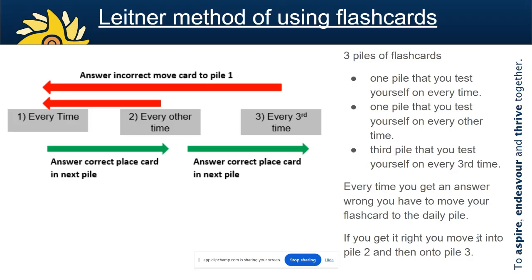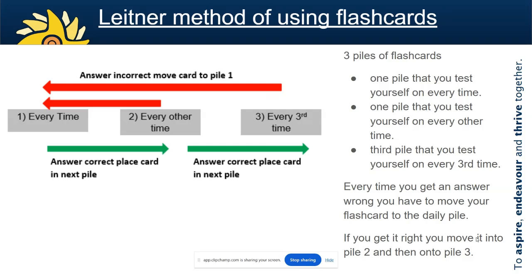Now, you would follow the same procedure with the flashcards from box 1. Every time you got one correct, you would move it through into box 2. Now, your flashcards that were in box 2, if you got those correct, you would add them to box 3. If you got them incorrect, you would move them back to box 1.